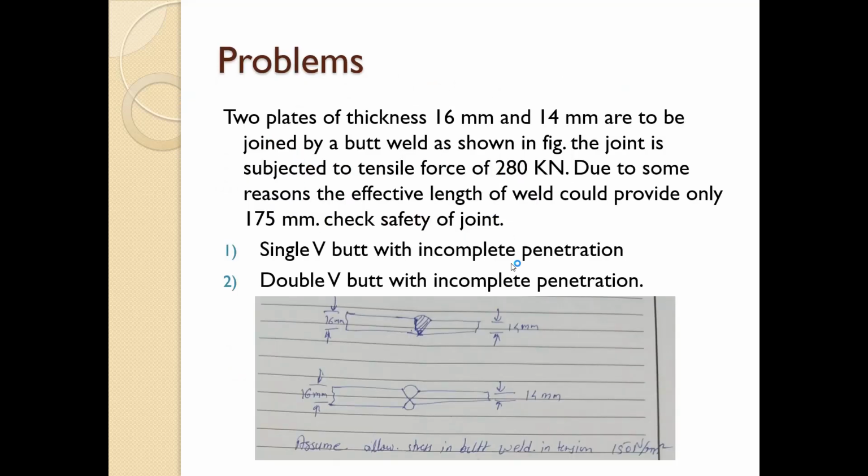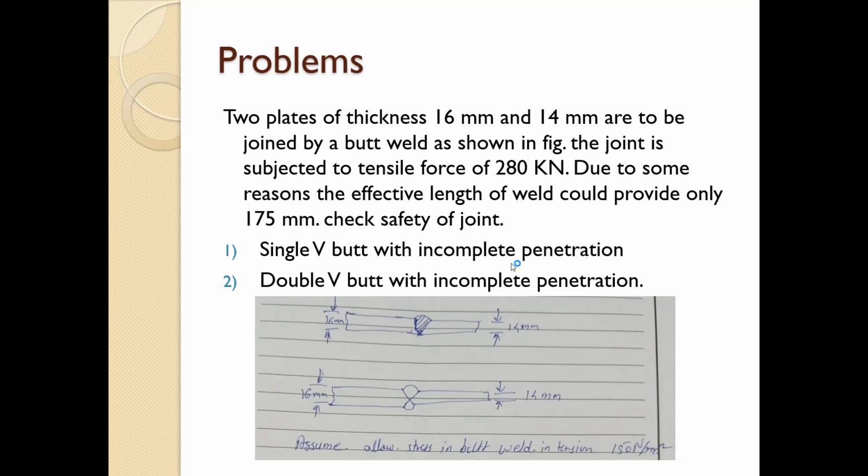So first problem we are taking, that is two plates of 16 and 14 mm are to be joined by butt weld as shown in figure. The joint is subjected to tensile force of 280 kN. Due to some reason, the effective length of weld could provide only 175 mm. Check safety of joint. So first case is a single V butt with incomplete penetration, and second is double V butt with incomplete penetration.